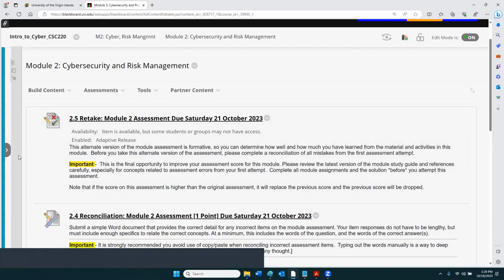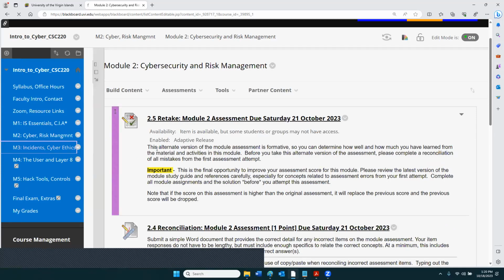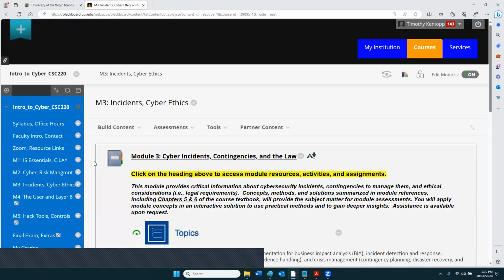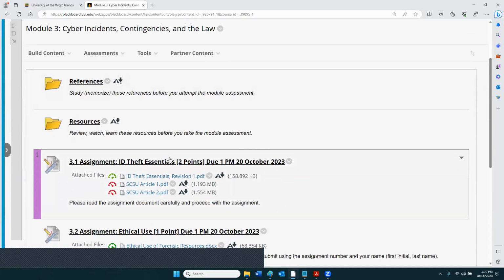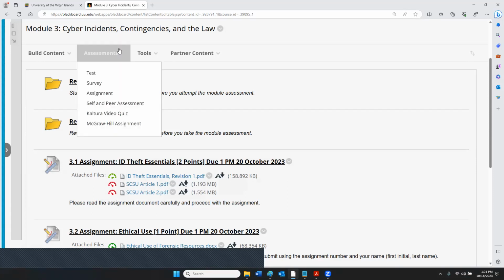So we are going to start with module 3 now, incidents and cyber ethics. So now we get into incident handling and contingencies and the law. And one thing I'd like to do is take a moment to walk through each of the assignments and the solution.